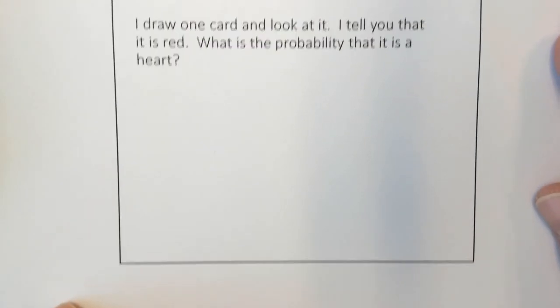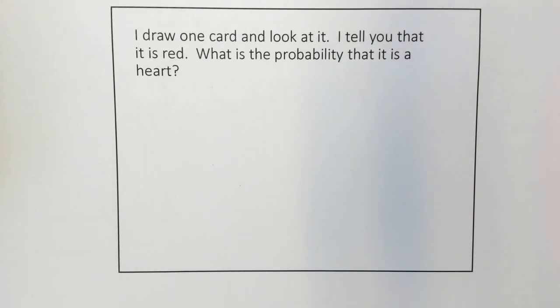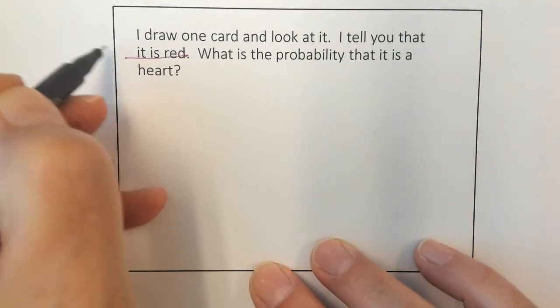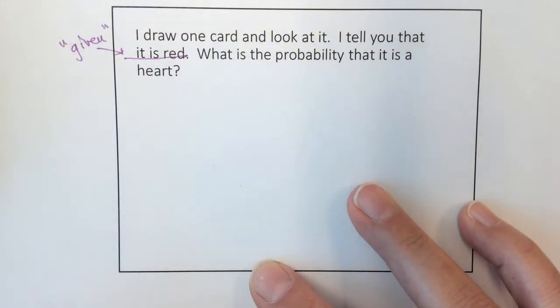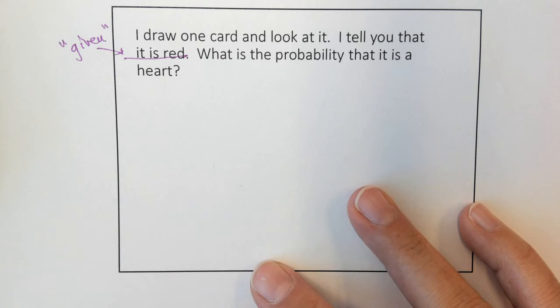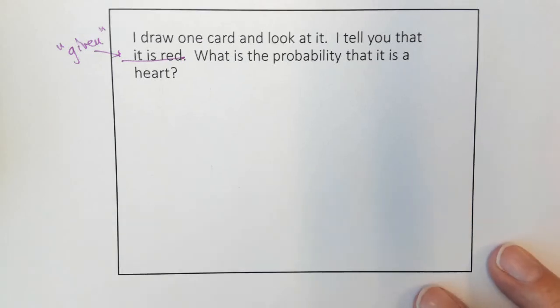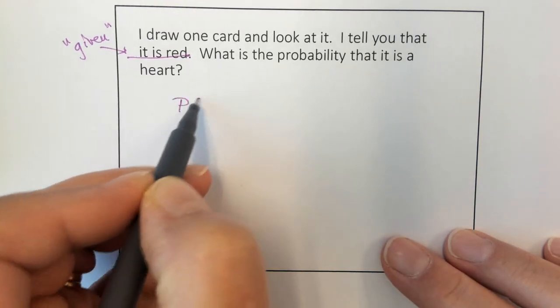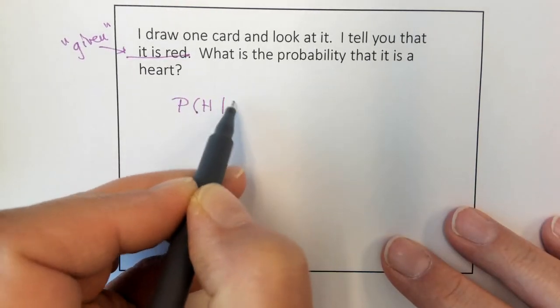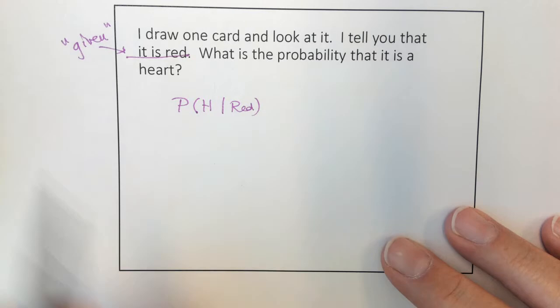I draw one card and look at it. I tell you that it's red. Guess what? Red is a sure thing. That is a given. It is a given condition. It is true. I know it. There's no doubt. Okay. What is the probability that it is a heart? So probability of a heart given that it's a red card.